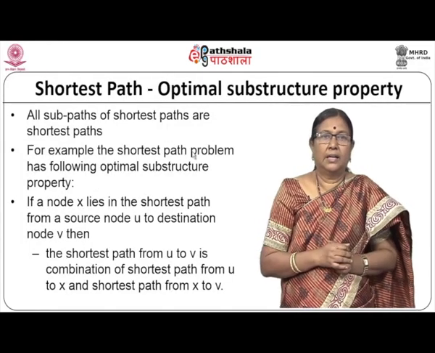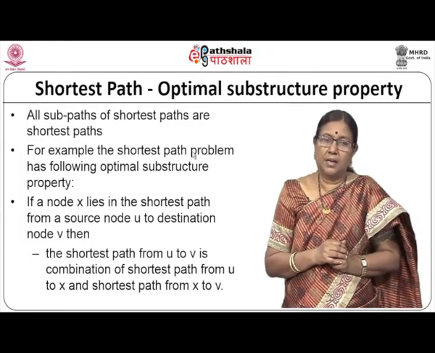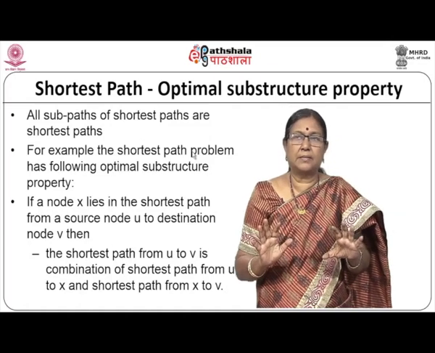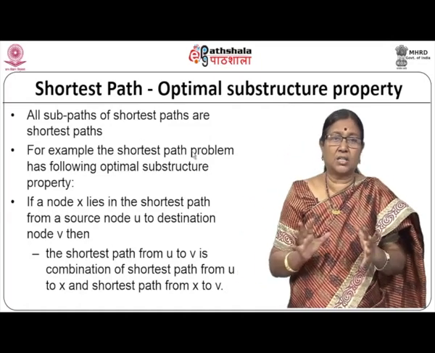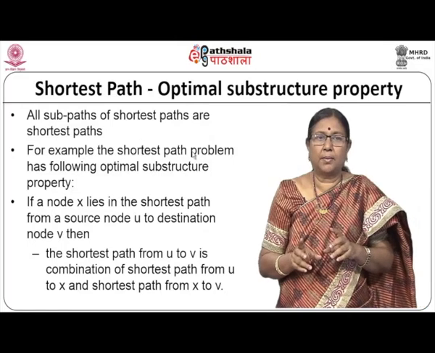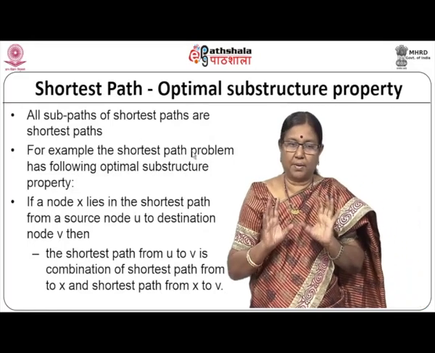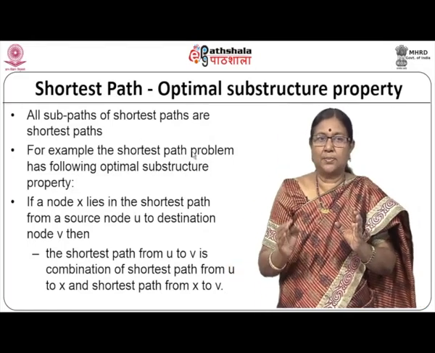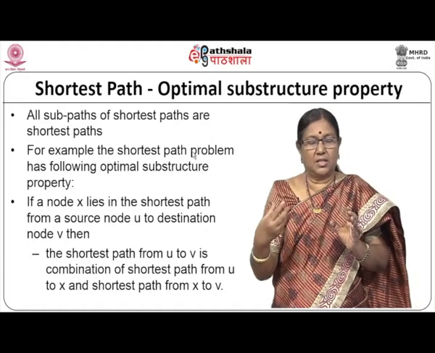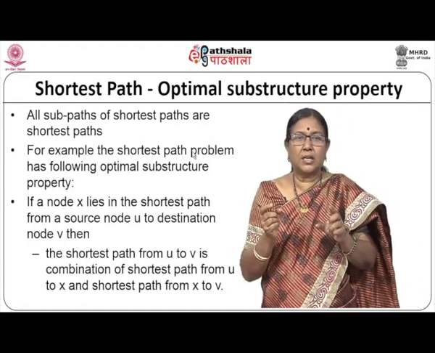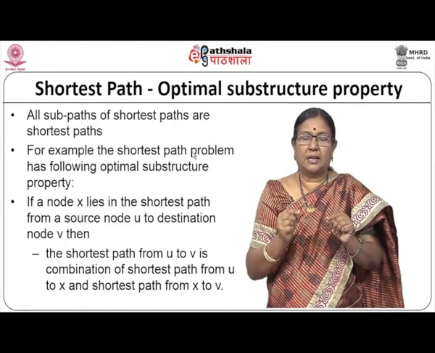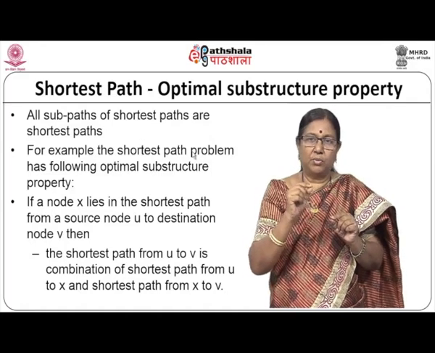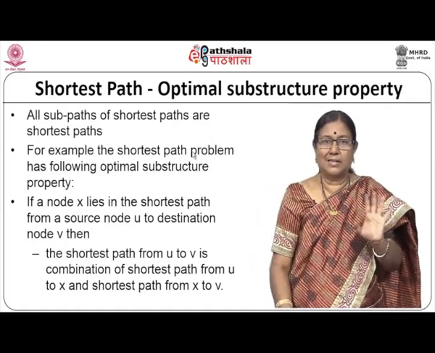Next is the optimal substructure property. It says that all sub-paths of shortest paths are also shortest paths. For example, the shortest path problem has the following optimal substructure property. If node x lies on the shortest path from a source node u to a destination node v, then the shortest path from u to v is a combination of the shortest path from u to x and x to v. So, that is just it.